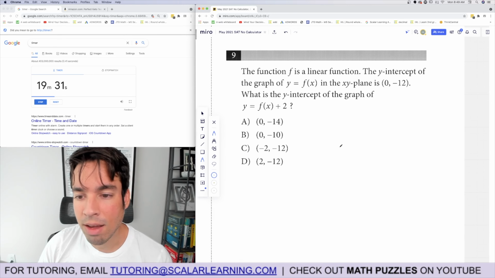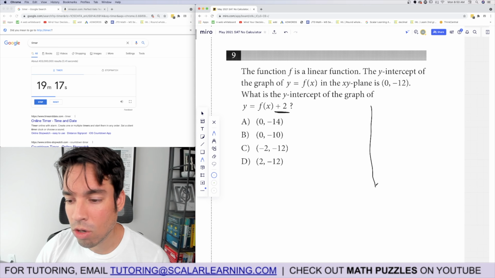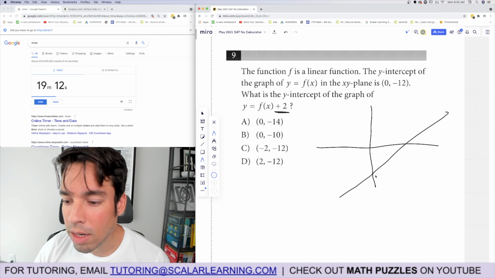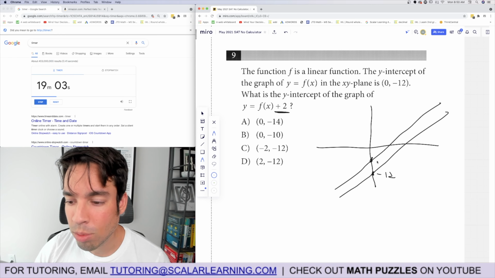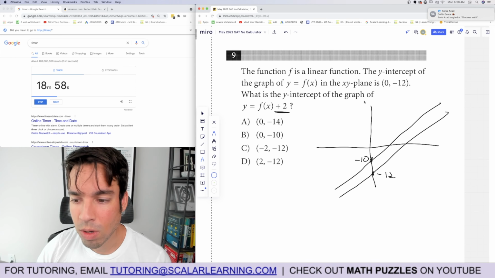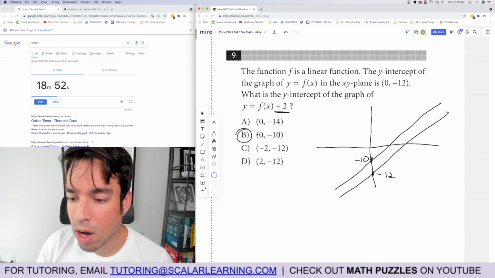Number 9, the function f is a linear function. The y-intercept of the graph of y equals f(x) minus 2. Okay, what is the y-intercept of the graph? So if I'm adding 2, this is just a vertical shift. So my current line is going here at -12, and it's shifted up. So now the y-intercept would be at -10. That's it. Okay, (0, -10) is my y-intercept, and we're good to go.